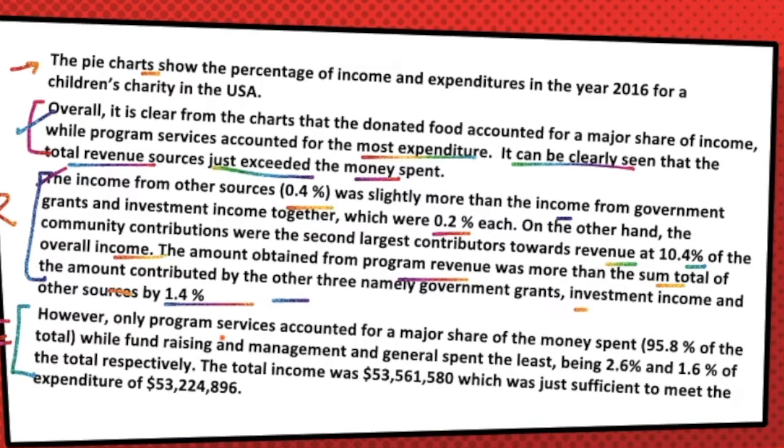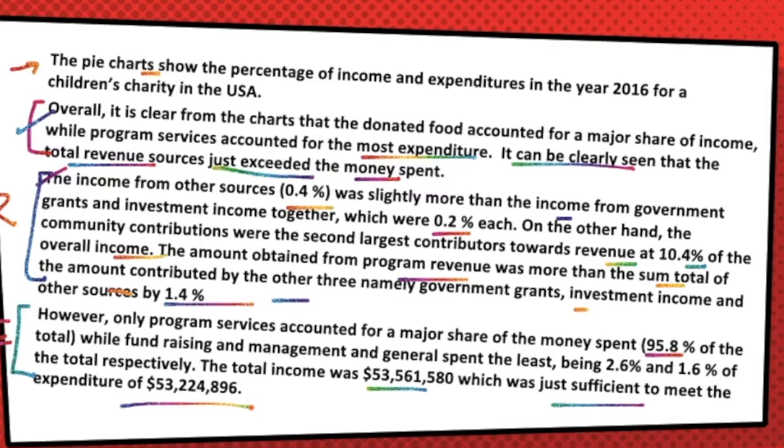However, only program services accounted for a major share of the money spent, which is 95.8 of the total, while fundraising and management and general spent the least, being 22.6% and 1.6 of the total respectively. The total income was this, which was just sufficient to meet the expenditure of this much, right? So even if the pie charts are totally unrelated, you can still find ways to summarize and contrast the information. These are the two things that you're going to do.